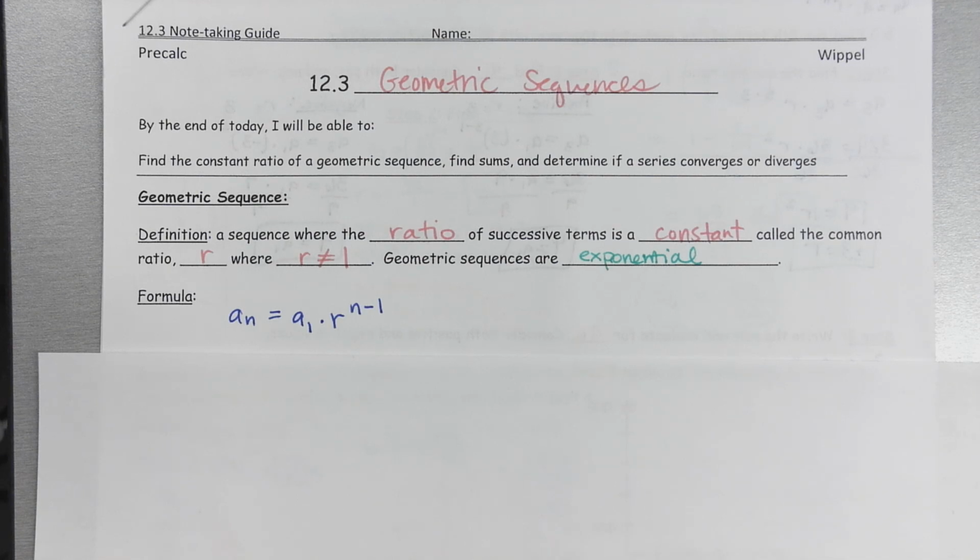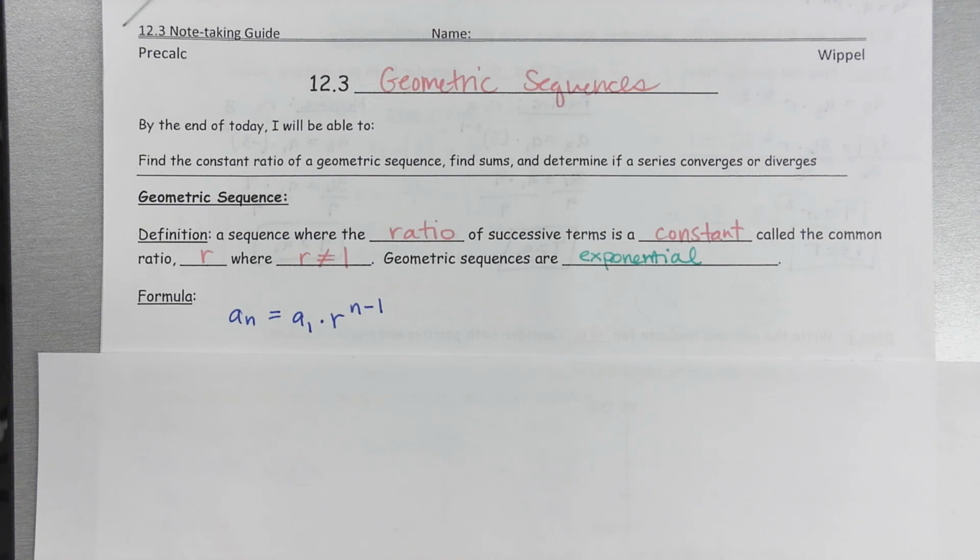All right, so today we're doing geometric sequences, and we're going to be finding the constant ratio of a geometric sequence. We're also going to be finding sums, and then we're going to determine if the series converges or diverges. So in a geometric sequence, the ratio of successive terms is constant. Remember for the arithmetic, it was the first differences were constant.